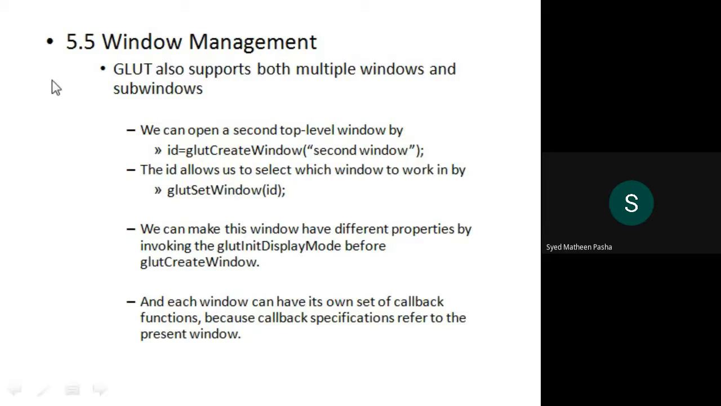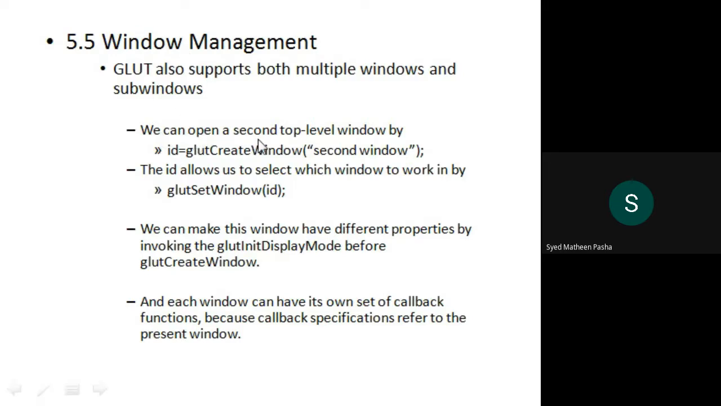So there is something called window management. What happens in window management is basically that you are creating and managing the window. What is the meaning of management? You are managing the window. That is, you are managing the size of the window, the name of the window, and the position of the window. These are the three functionalities that come under window management. Glut also supports both multiple windows as well as subwindows. That is, you can use multiple windows on the screen, and you can also use subwindows. That is, you can create a window under a window. So that is one of the functionalities of the glut library.